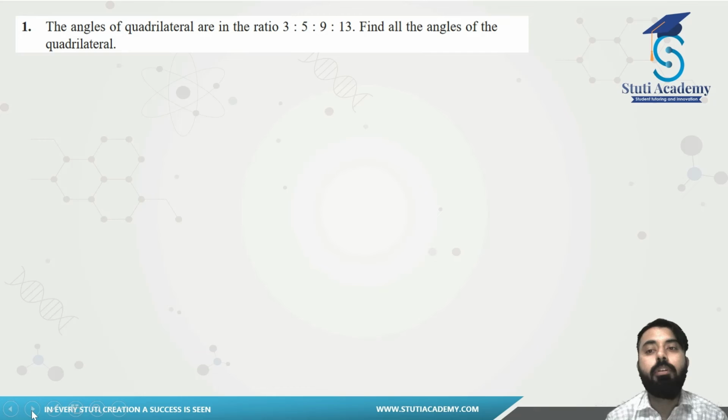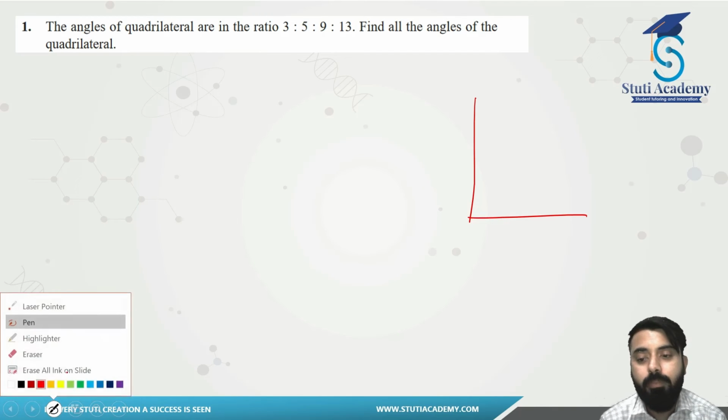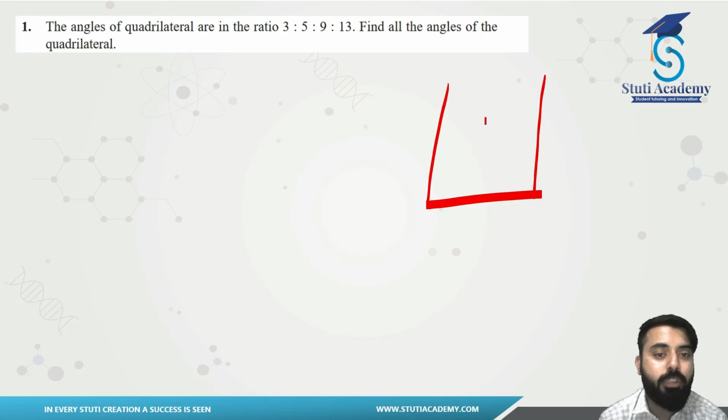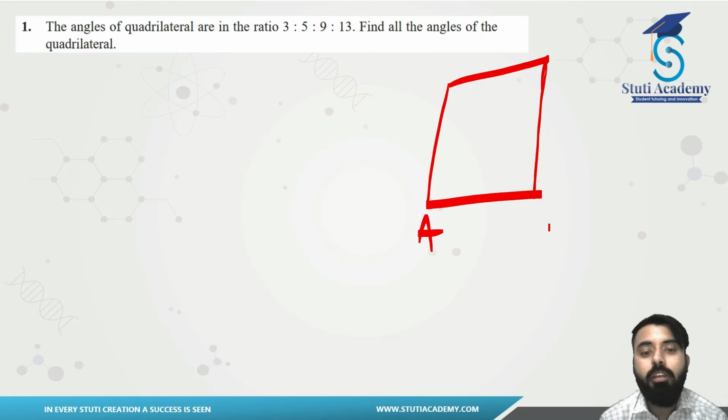Our very first sum. The angles of a quadrilateral are in ratio 3:5:9:13. Find all the angles of the quadrilateral. Now this is quite easy. You have been given a quadrilateral. Let's use the highlighter. Let's say this is the quadrilateral A, B, C, and D.